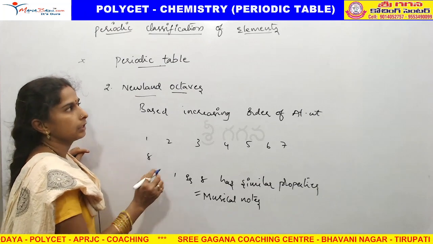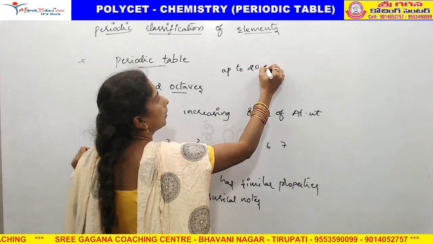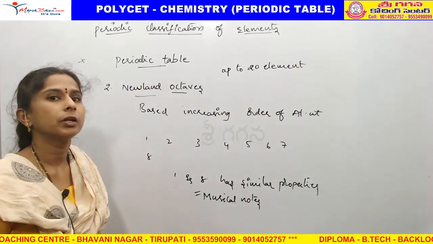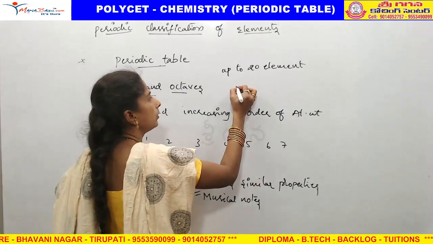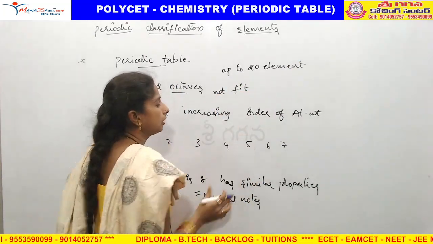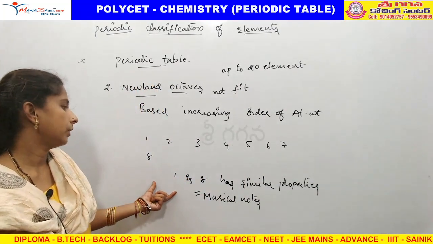What is the reason? Up to 20 elements, his rule is followed. After 20 elements, they do not fit this rule. So that is his failure.